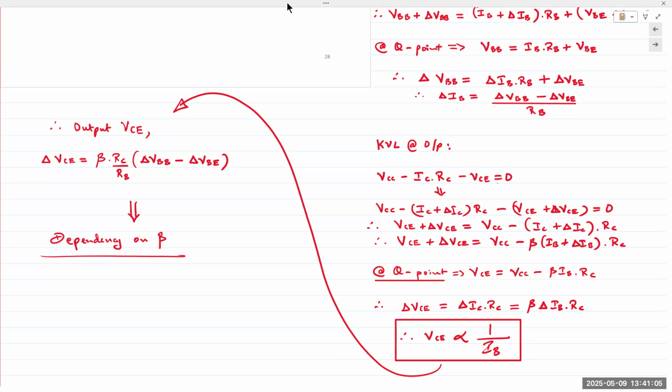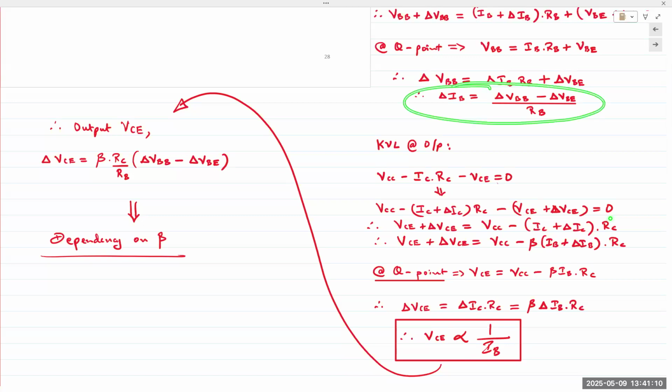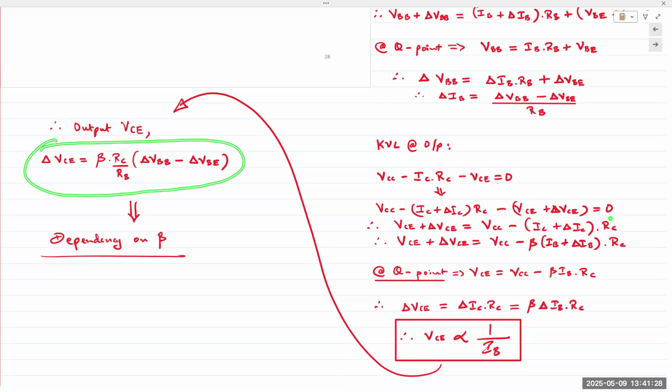All right, so now we will take this expression for delta IB and plug it in here. You plug it in here, you rearrange the terms, and you obtain delta VCE is equal to beta times RC over RB, and the input voltage delta VBB minus delta VBE. And that is the output voltage and the dependency on the input side.